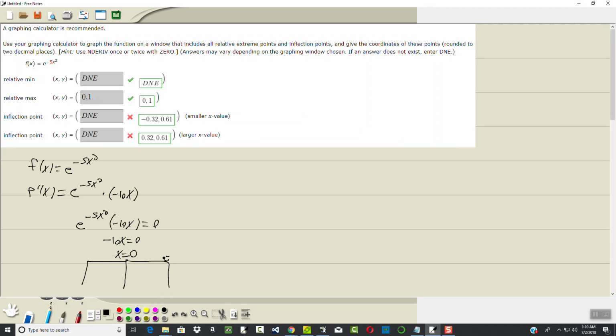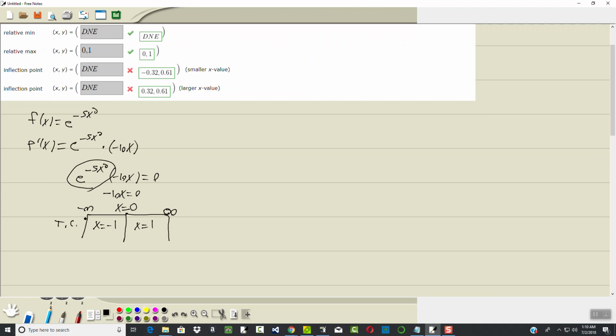Clear over here is positive infinity, clear over here is negative infinity. I'll pick test cases. Something less than 0 like negative 1, something greater than 0 like 1. Now, e to a power is always positive, so I don't need to worry about plugging into that. I just need to worry about plugging in negative 10x.